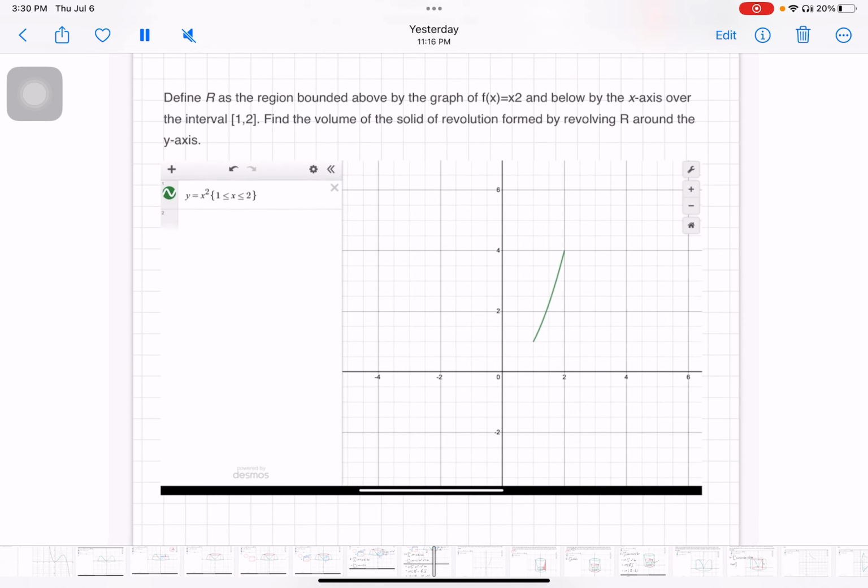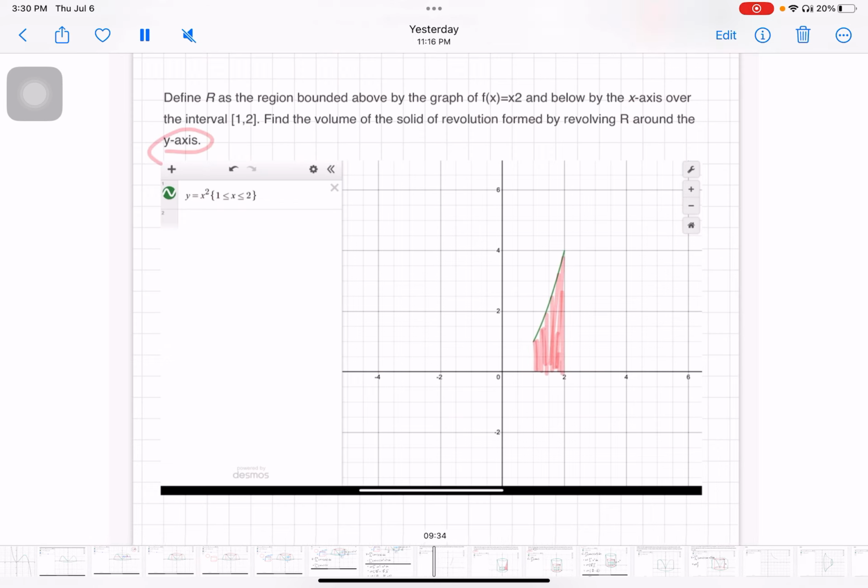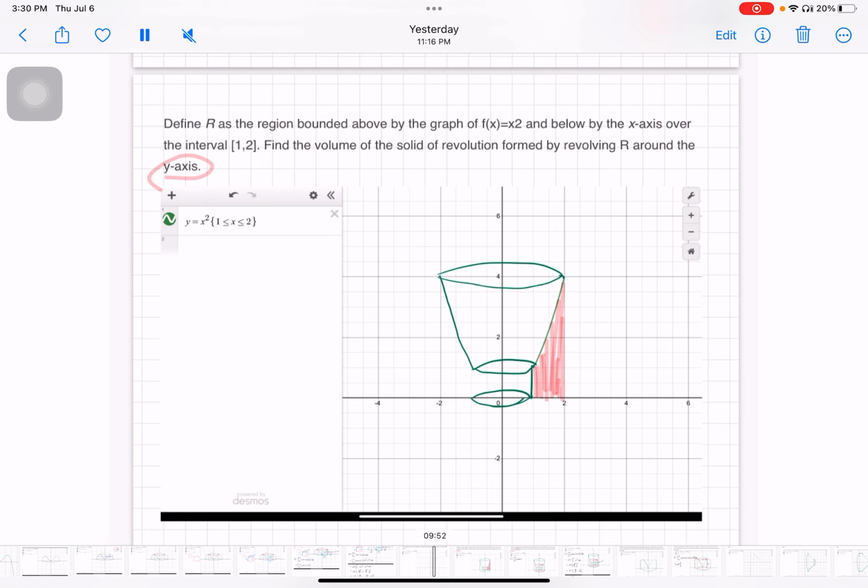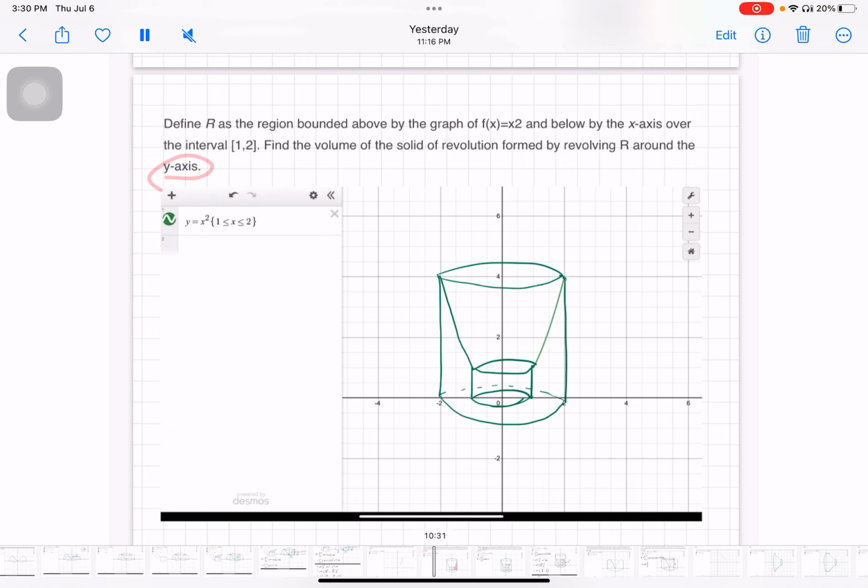Now let's look at another example. This one we have y equal to x squared. So the region is bounded between x squared and the x-axis. Then we're going to rotate this region along the y-axis to make the three-dimensional shape. So this is the region, and we're going to rotate it along the y-axis. And here is the three-dimensional shape we got.